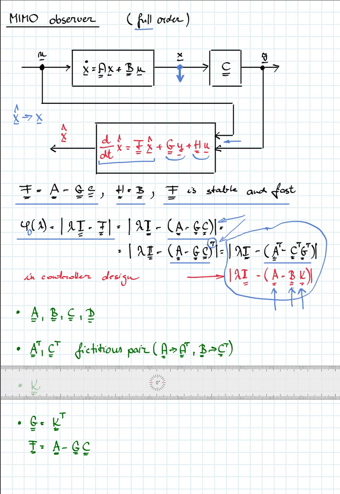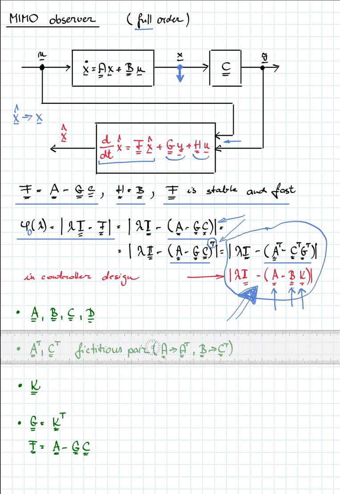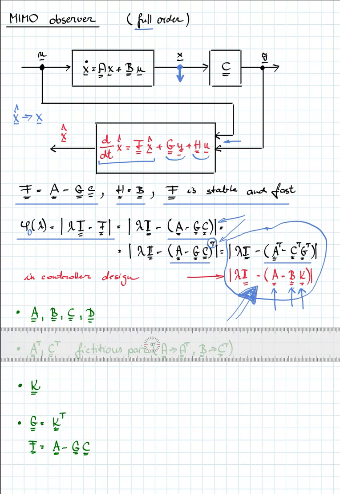That's why we are going to use the so-called fictitious pair, fictitious system, and we can obtain the same design technique as we used for the controllers because of this similarity. So it's a very important knowledge from this part. So how to design the observer? Let us imagine that we can have a software tool for the design of the controller. We can use exactly the same technique for the observer design, but how?